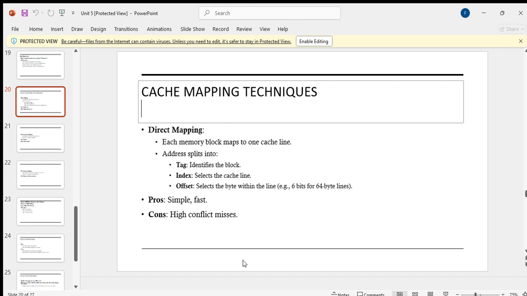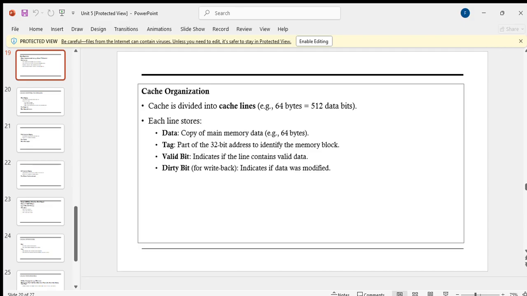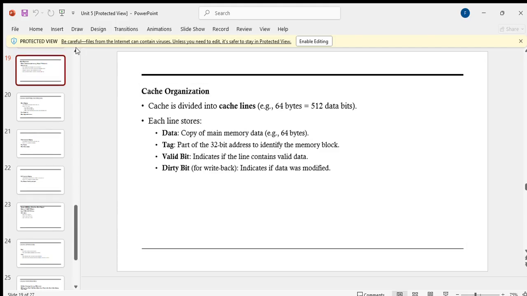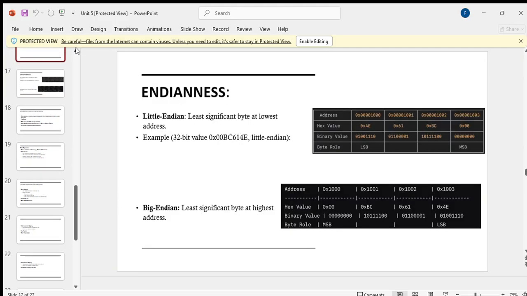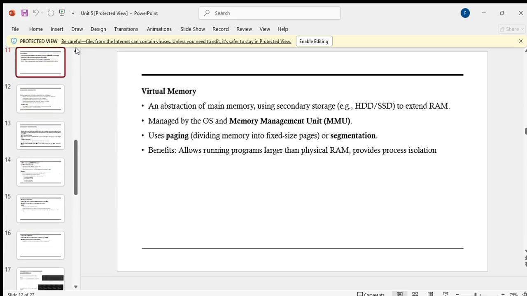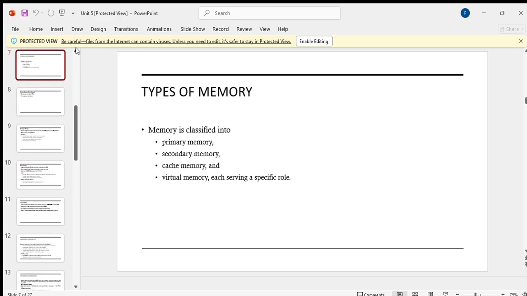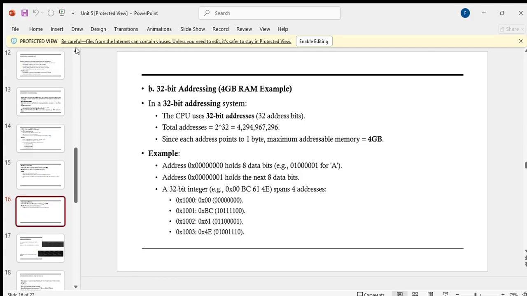So if I'm to summarize direct mapping here, oops, gosh, there's some issue I'm going through right now.